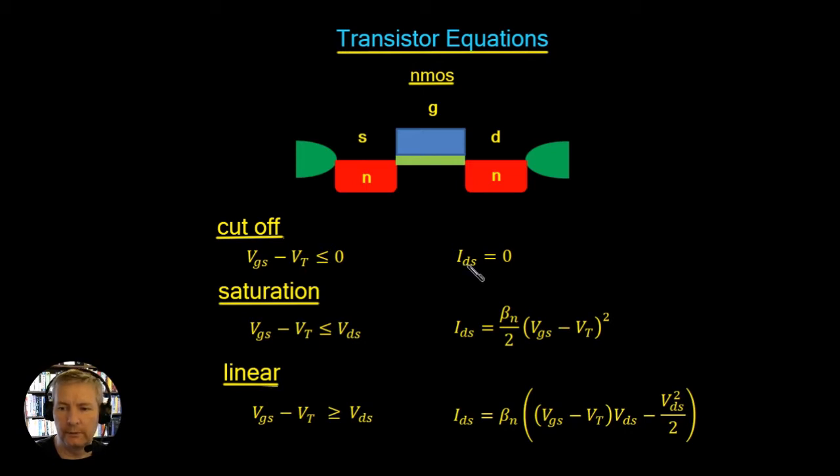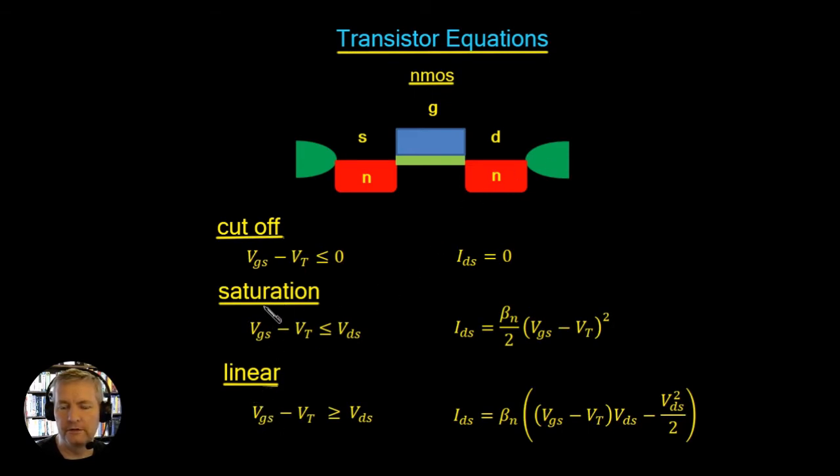Now notice the way that's written. It's written as IDS, not ISD. So IDS is the current from the drain to the source, which is the conventional current. So we're just saying the conventional current is equal to 0. Although remember, in this case, the actual current is generated by electron flow, which is in this direction from the source to the drain.